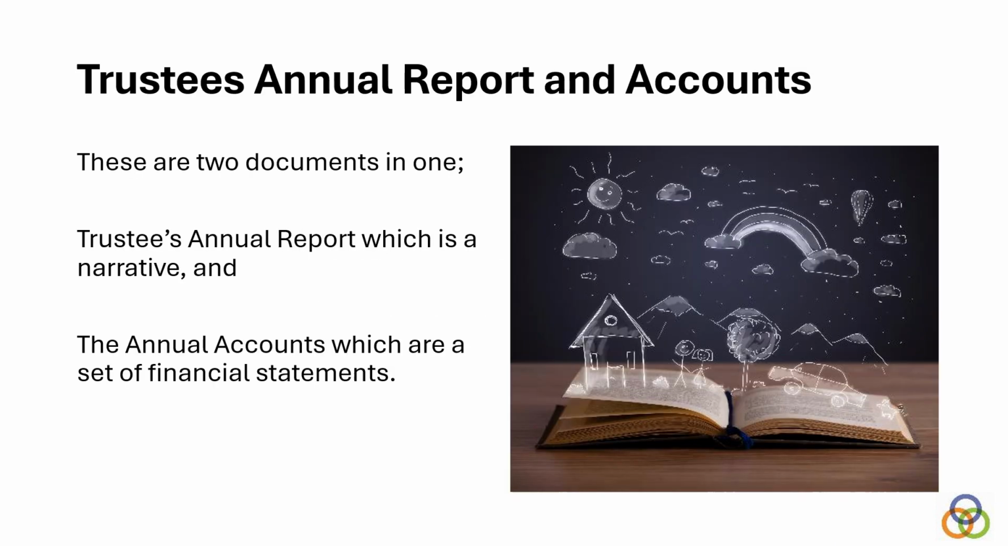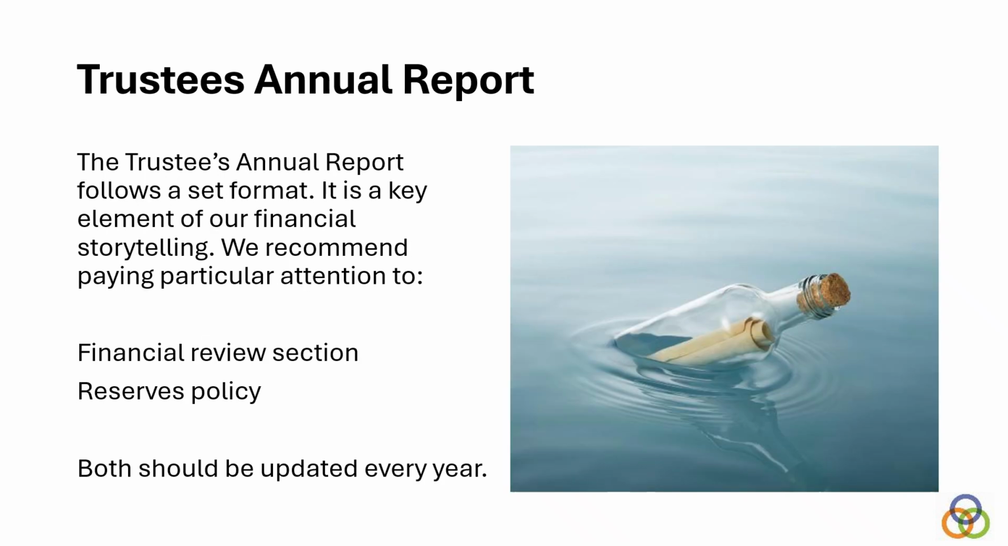So we're going to start with the trustees annual report and accounts. This is 2 documents in one, right? So you've got the narrative at the beginning, the trustees annual report, and then you've got the financial statements, the annual accounts at the end, but they form one document. When we get them independently examined, the examiner is reviewing both as one combined document.